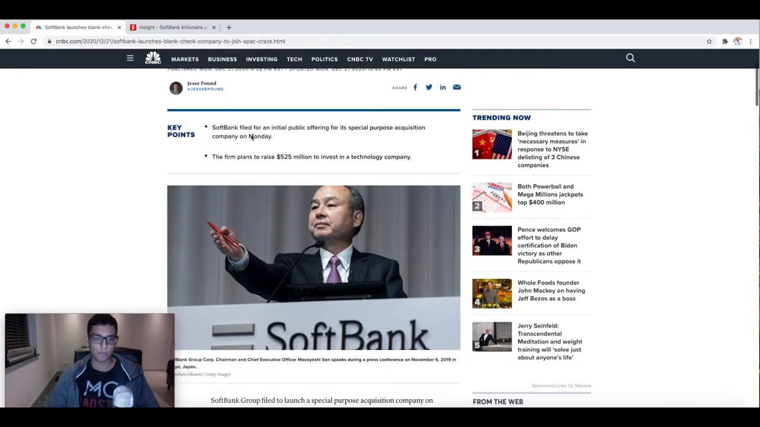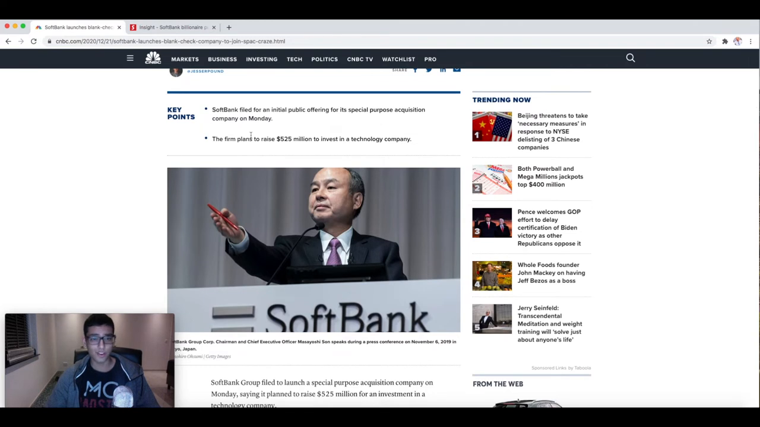SoftBank plans to raise around $525 million to invest in a tech company. So a lot of you guys have questions around what type of company this is going to be, and when we are going to find out what company it is. Can it actually be one of SoftBank's own ventures, something like WeWork?